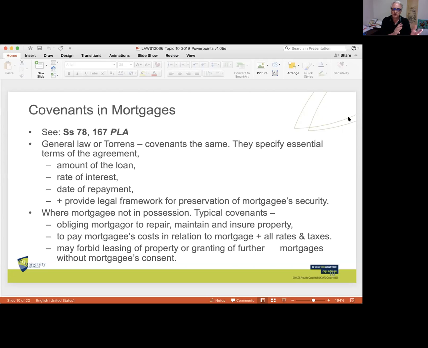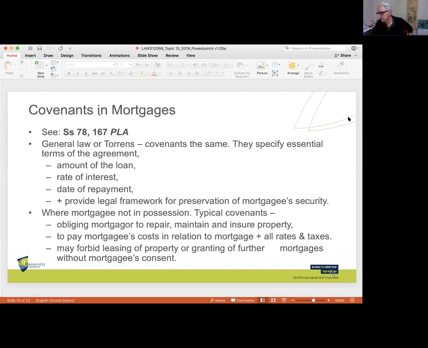And the terms, the covenants don't change whether we're talking about a general law or a Torrens mortgage, and they deal with matters like the amount of the loan, the rate of the interest, when is the loan to be repaid, and also provide a framework for the fact that the mortgagee's security doesn't get interfered with. And then there's also issues about when the mortgagee is in possession of the land and what requirements and obligations arise. So you can have a look at those provisions and those sections from the PLA in terms of the usual sort of covenants that you expect to see.